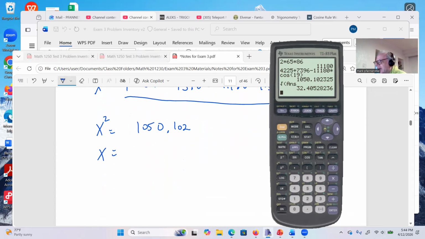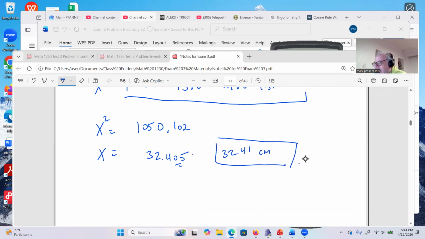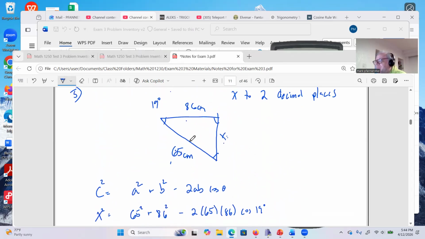So here we have our answer, 32.405. This question says to two decimal places, so we're going to go ahead and round this. So it's 32.41. Our unit was in centimeters, so everything is in centimeters. And there we go.